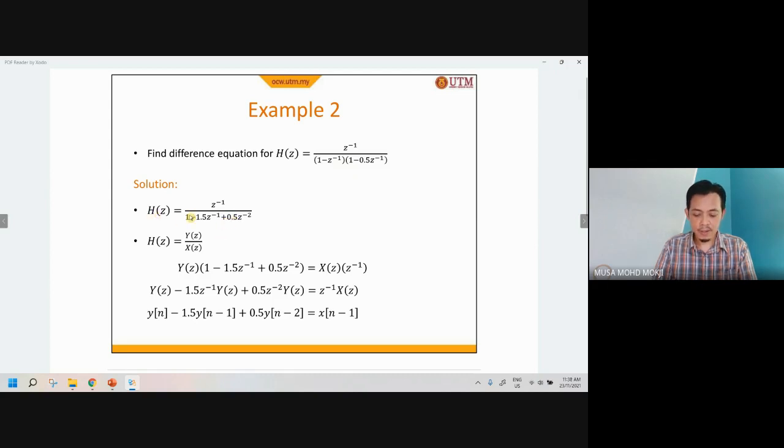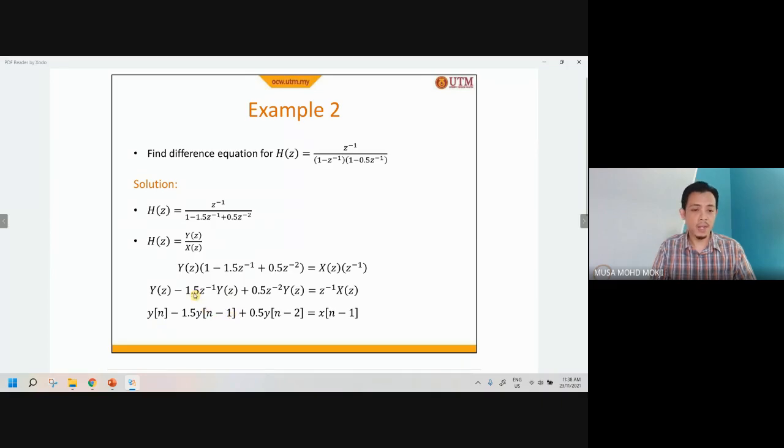And then we know that H(z) is actually Y(z) over X(z). This is our definition. Then bring this X(z) and Y(z) to its side. So this is Y(z), X(z). You have a Y(z), multiply 1 by 1, expand. Then we know that this is Y(z), so do inverse and you will get y[n]. Y(z) times z to the power of minus 1, do inverse, you will get y[n minus 1].